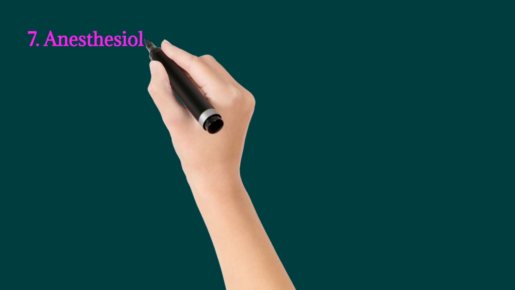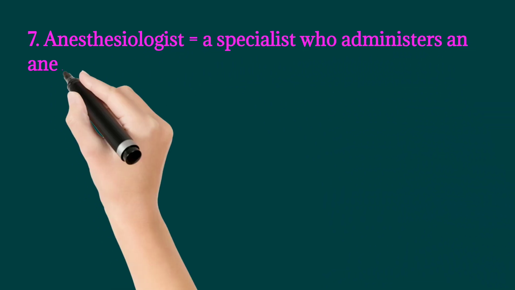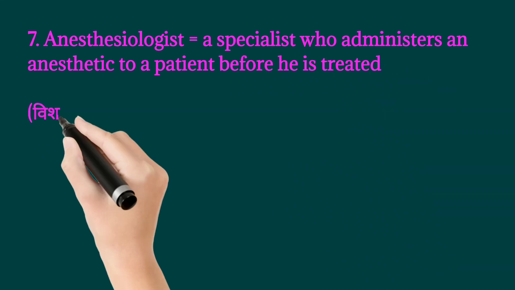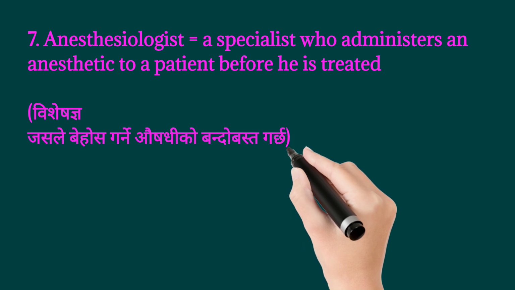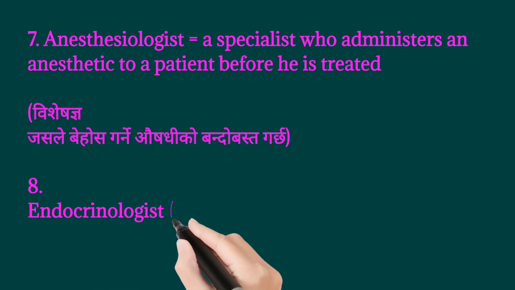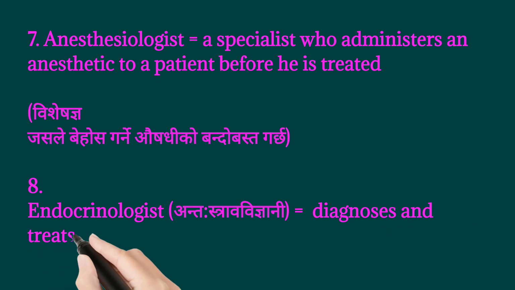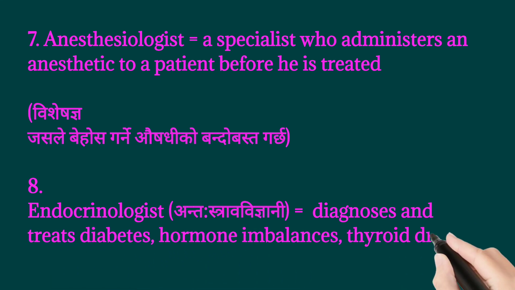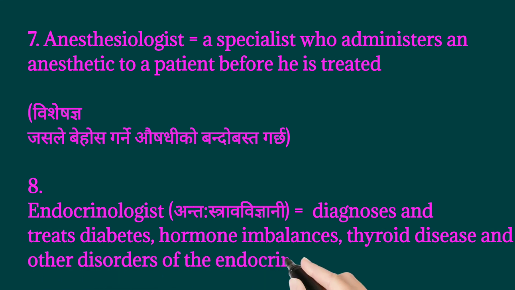Number 7 is anesthesiologist. It means a specialist who administers an anesthetic to a patient before he is treated. विशेषज्ञ जसले बेहोस गर्ने औषधि को बन्दोबस्त गर्दछ. Number 8 is endocrinologist. अन्तःस्त्रविज्ञानी. Diagnoses and treats diabetes, hormone imbalances, thyroid diseases and other disorders of the endocrine systems.